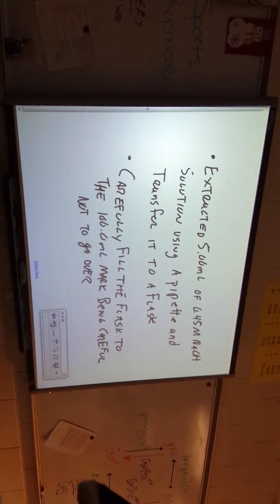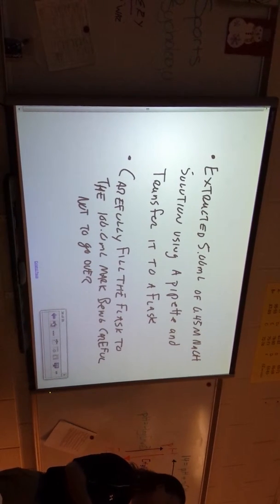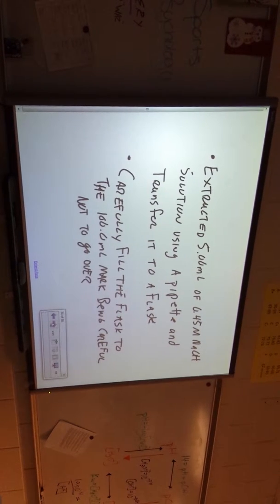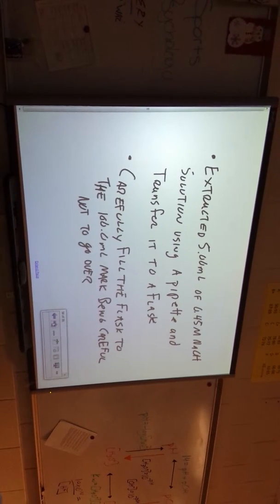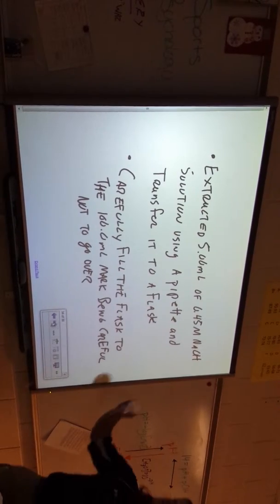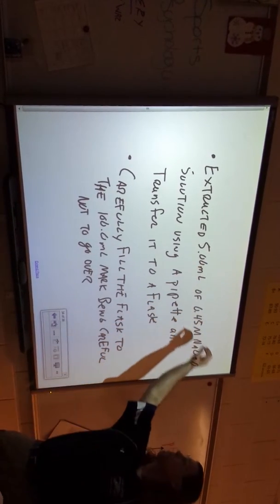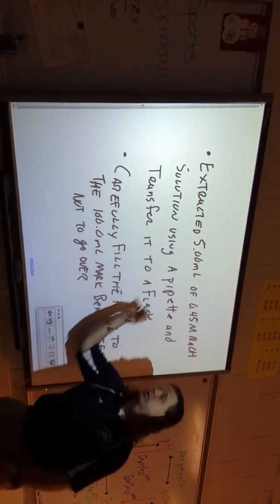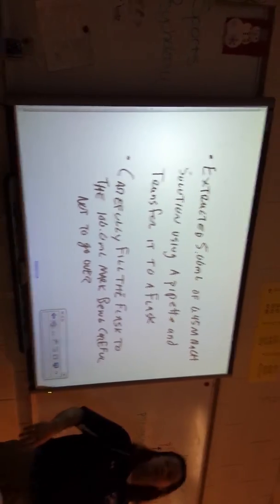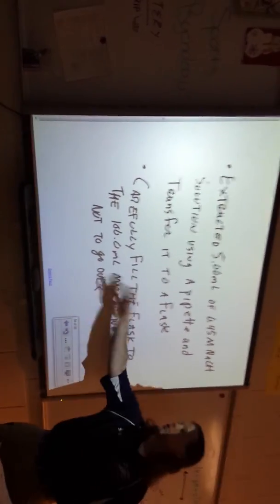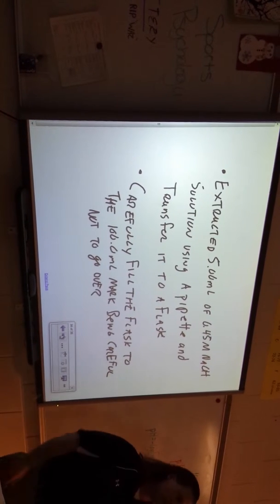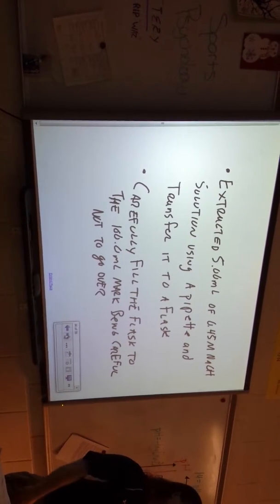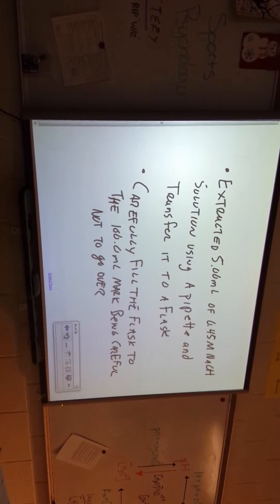Okay. Now, with the written portion, this is literally what I was looking for. I told you to describe, in a paragraph, the steps the student followed when she performed the dilution in question number 2. You should use the words flask and pipette, and include actual volumes, which are numbers, in your paragraph. I wanted you to say that the student extracted 5 milliliters of a 0.45 molar sodium hydroxide solution using a pipette and transferred it to a flask. Then I needed you to say, carefully fill the flask to the 100 milliliter mark, being careful to not go over. I get that I said careful twice in the same sentence, but I think that you get the idea.